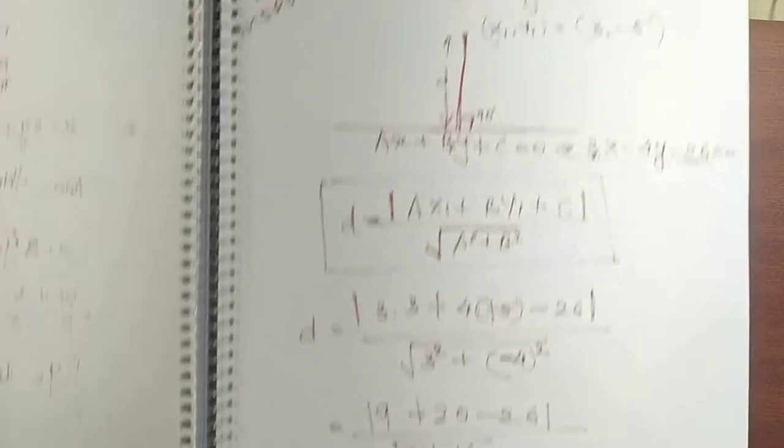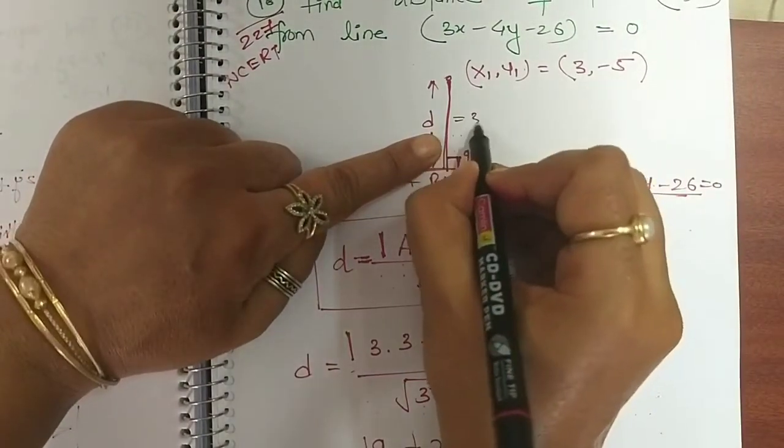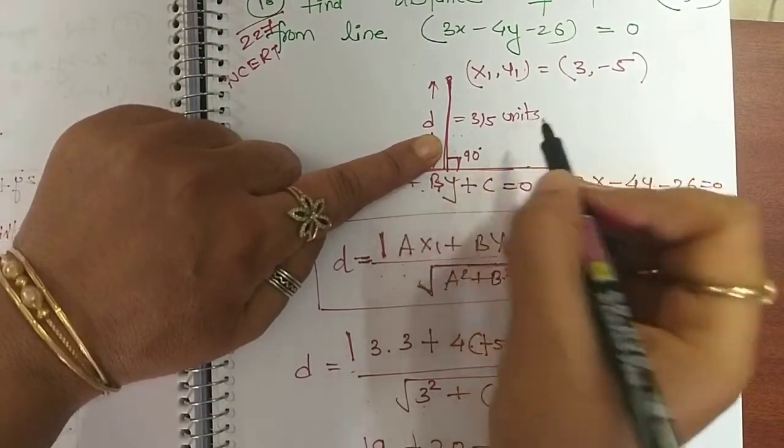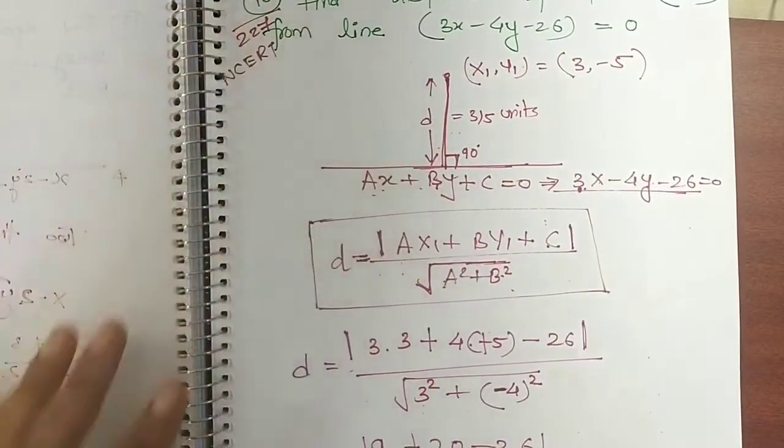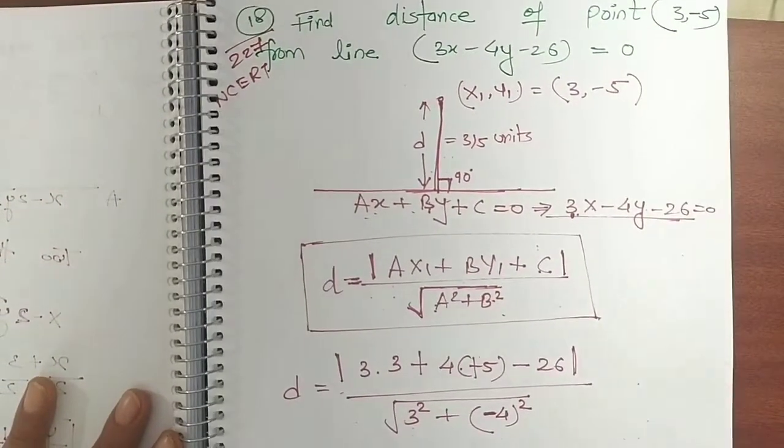I hope you understood. So this distance is nothing but 3 by 5 units. Units means it could be centimeter or meter depending on your question given.